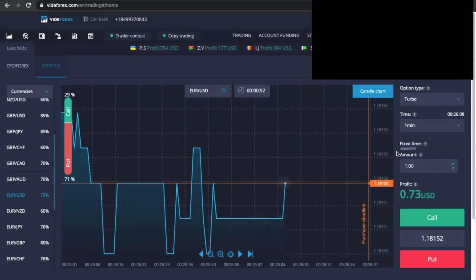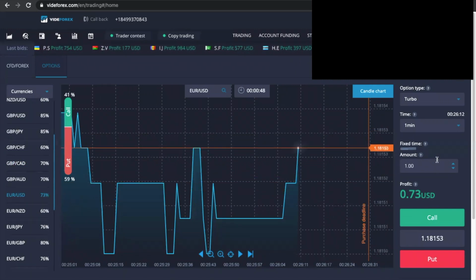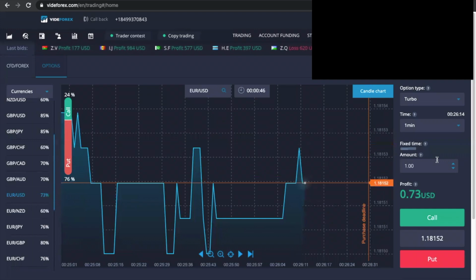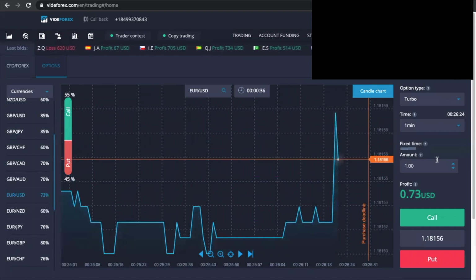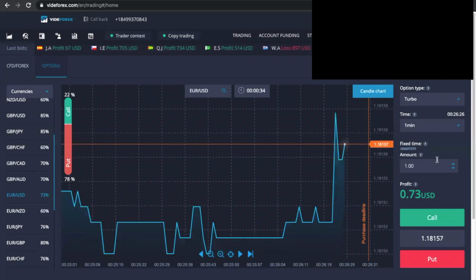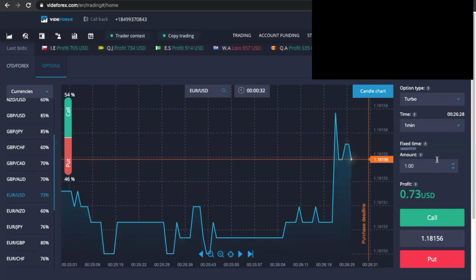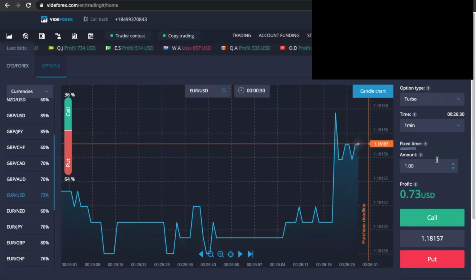Fixed time is off. I personally do not leave fixed time on, but to each their own. I've done both, and from my experience it's not that big of a difference. Fixed time off means that if I got in a trade for 2 minutes, it may have me in a trade for 1 minute and 55 seconds. So keep it on, keep it off; I personally keep it off, and that's how I like to trade.